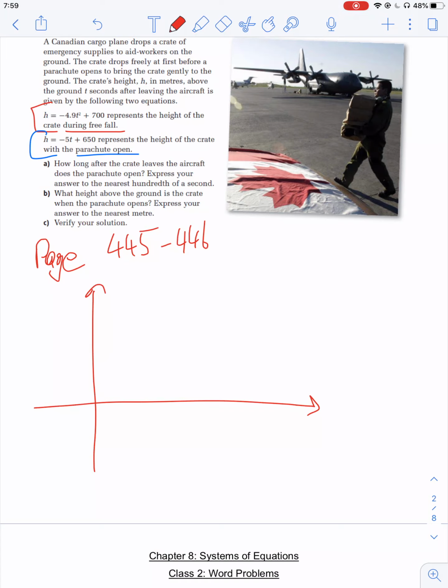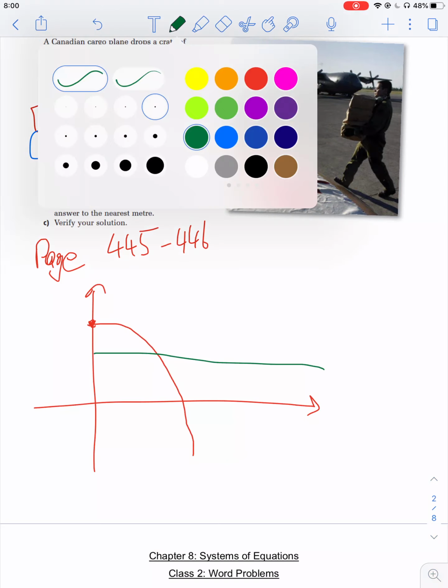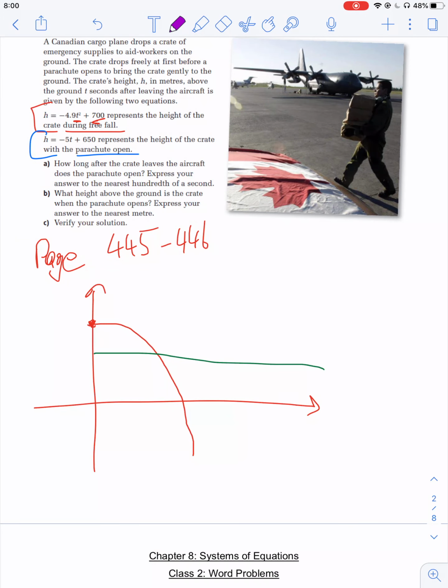I would assume this is my P and Q, because remember in this equation P is 0 and Q is 700, and this is your maximum, so your function is just decreasing this way. But then there's another function, the linear one, which starts off at 650 and is probably doing something like this. This is how the cargo will drop. I'm going to do this in purple for you. The cargo will drop like this because at first it's dropping in a free fall.